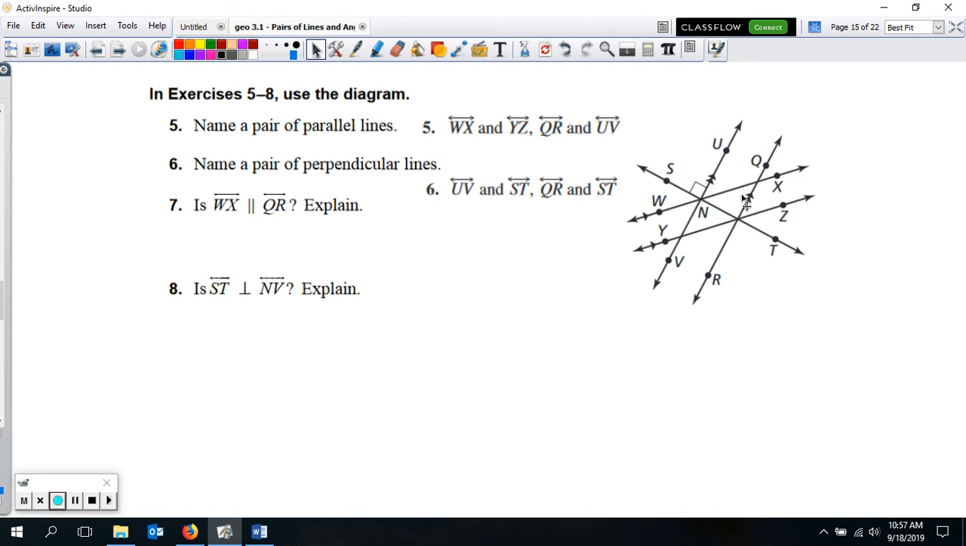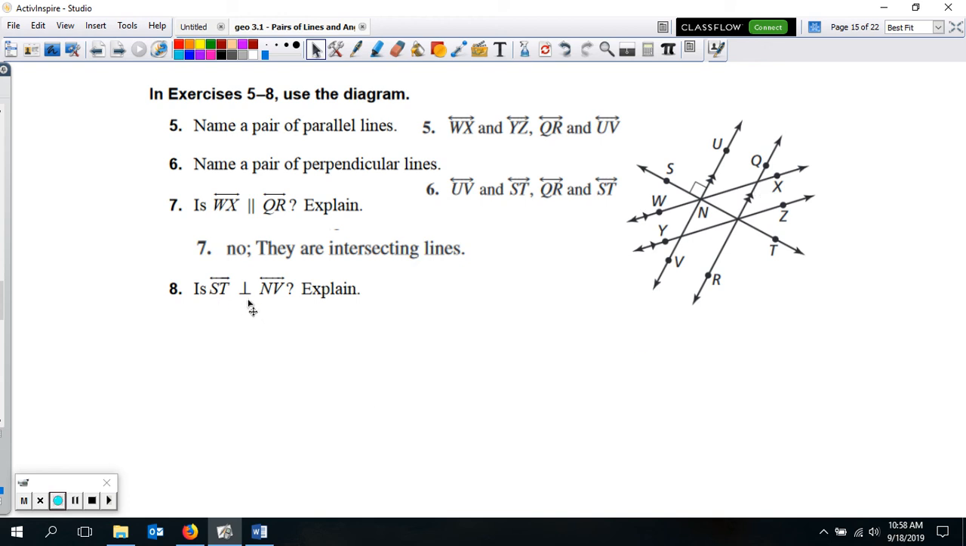If it wasn't showing parallel, then we couldn't say it, but because it is showing parallel, then whatever goes for this one was going to go the same for that one as well. And number 7, is WX parallel to QR? So is WX, this one here, parallel to QR? And you could see, well, no, that's not. So no, they are intersecting lines. They are going to intersect. You can see where they intersect on these two right there.